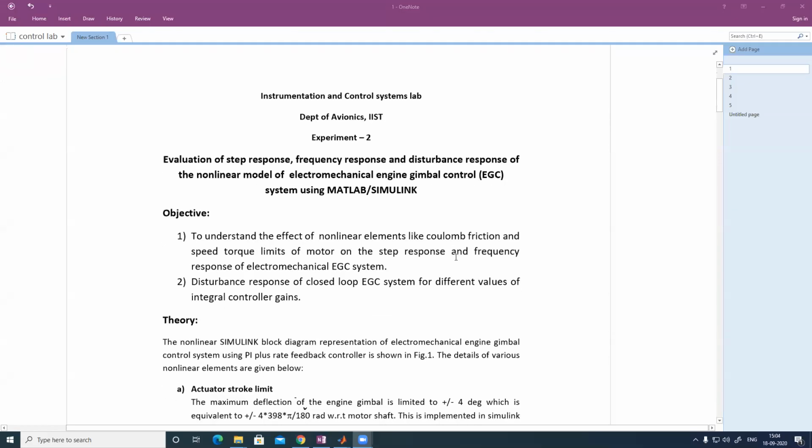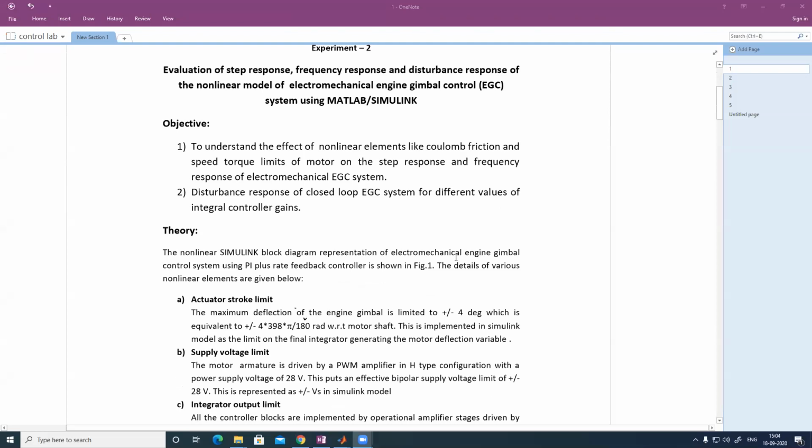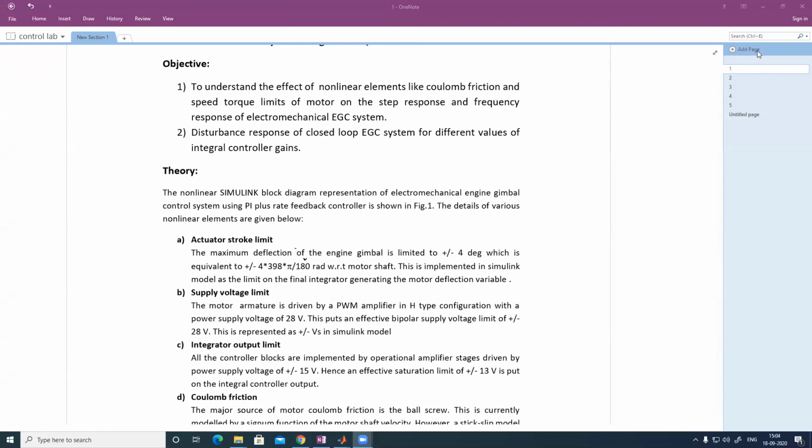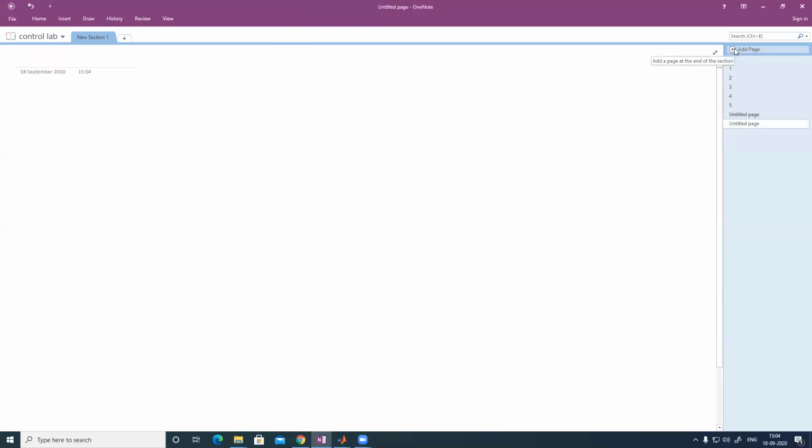So last class we were discussing nonlinear electromechanical systems, and how the linear system becomes a nonlinear system through four nonlinearities that are mentioned here. So how it is affecting the system, and this block diagram also has some changes, that I will also explain. So in this lab you are using P plus I plus rate feedback only.